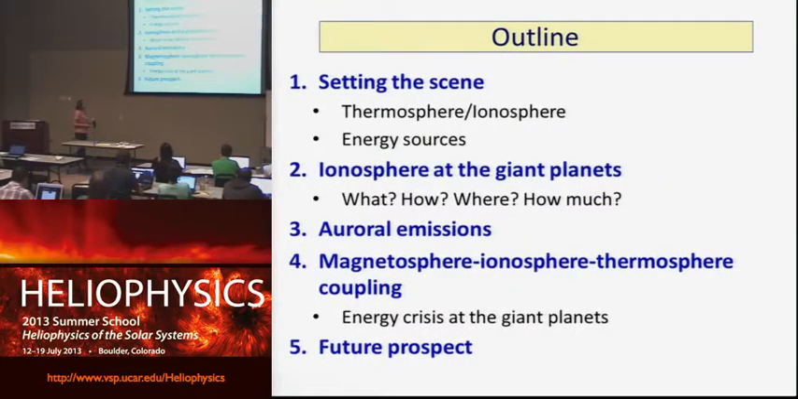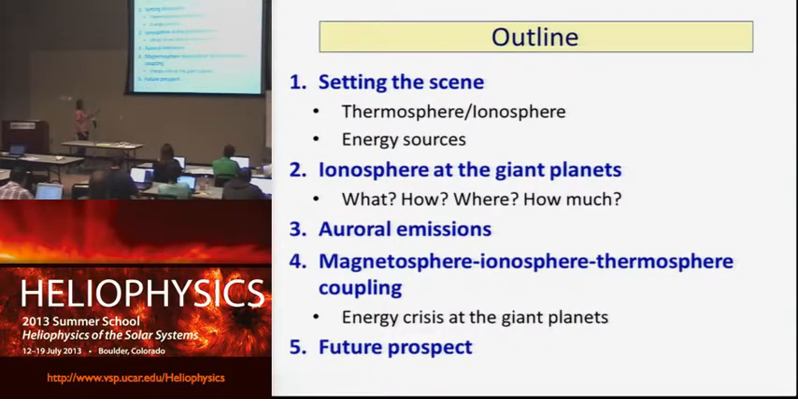Okay, so here's the outline of my lecture. First, I will be setting the scene. I'm focusing on the outer layers: thermosphere, exosphere, ionosphere. What are those layers? I will start by defining them. And then what are the energy sources which are absorbed in those layers? Then I will focus on the ionosphere of the giant planets, how they are produced and what their characteristics are. And that will conclude the first lecture.